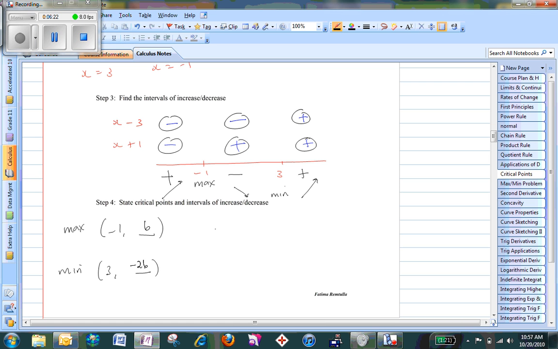I can also state the intervals of increasing. This function is increasing from negative infinity to negative 1, and it's also increasing from 3 to infinity. It's decreasing from negative 1 to 3. And I'm done. That was fantastic.